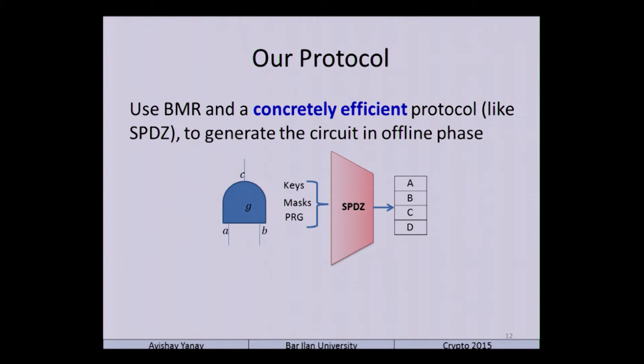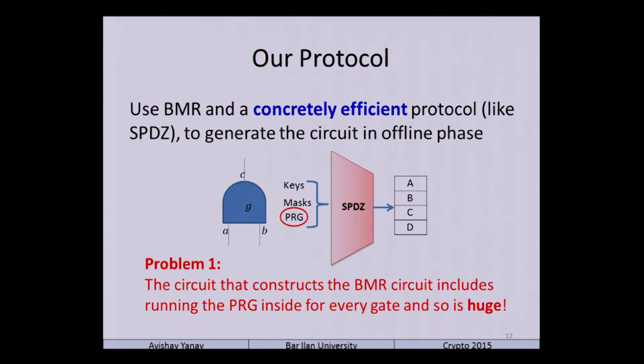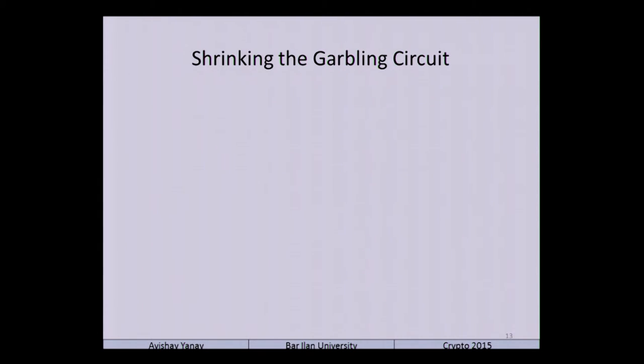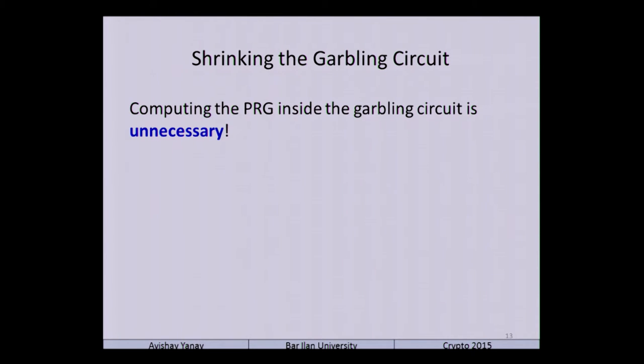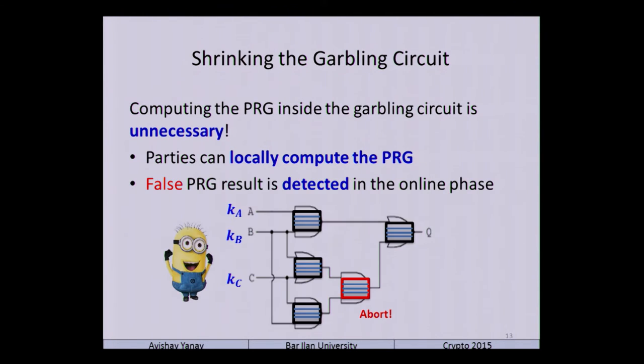Now, this is not enough because in the BMR construction for the malicious case, the computation of this garbled gate includes inside its circuit representation a circuit that computes the PRG. And this makes the circuit representation very large and makes the whole protocol very inefficient. So basically, we want to reduce the size of the circuit that garbles the gate. A very important thing that we observed is that the circuit representation of the PRG inside the garbling circuit is unnecessary. We don't need it there. This way, the parties only compute the PRG locally on their own and just input the result to the SPDZ invocation for every gate.